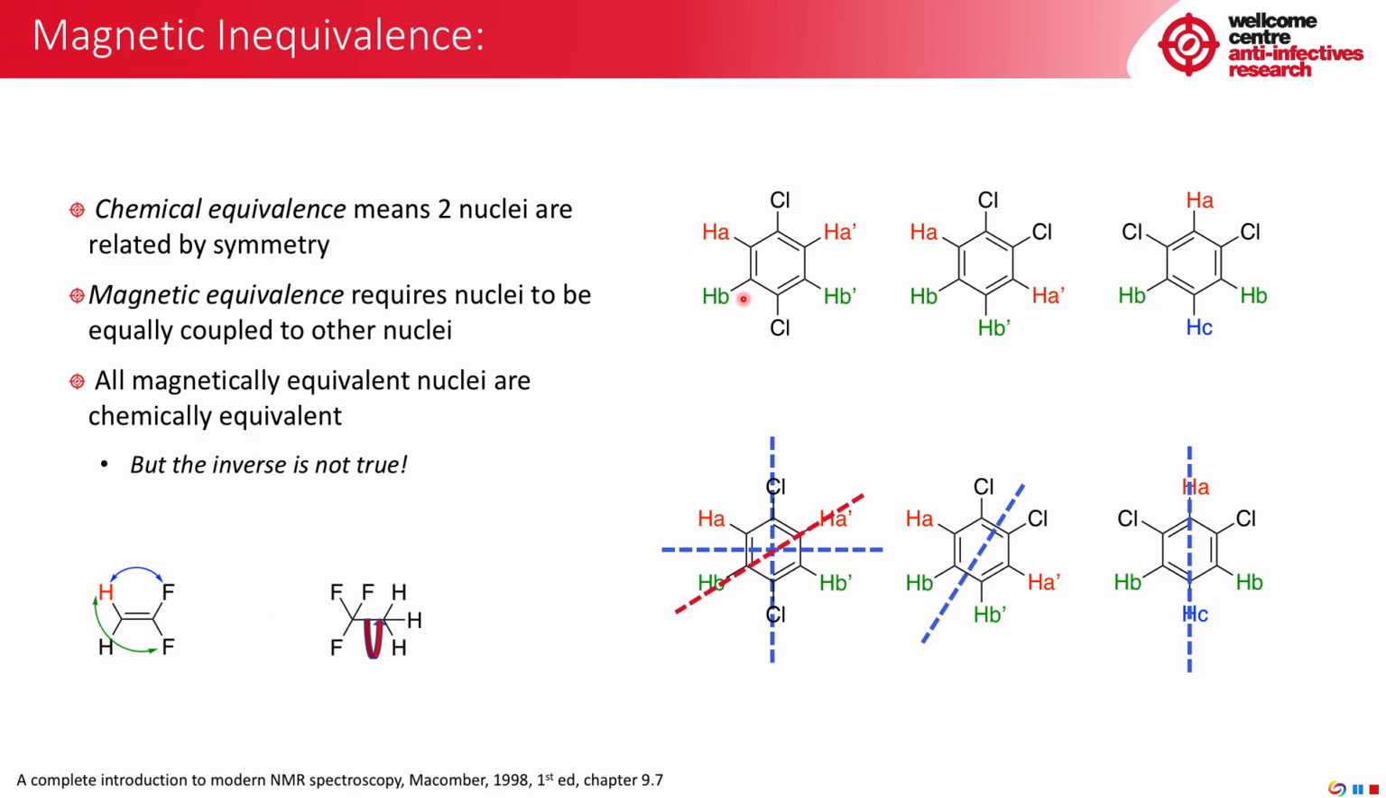So you'll notice that although they couple to nuclei that appear equivalent, they don't actually couple to the same nuclei. So HA couples to HB and HA prime. HA prime couples to HA and HB prime. This means that these are magnetically inequivalent. So these protons are in fact not magnetically identical, although they are chemically equivalent.